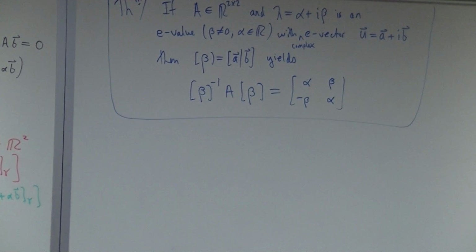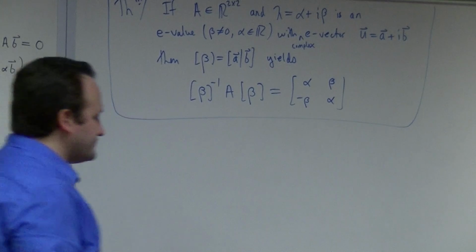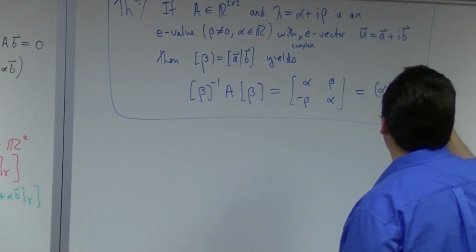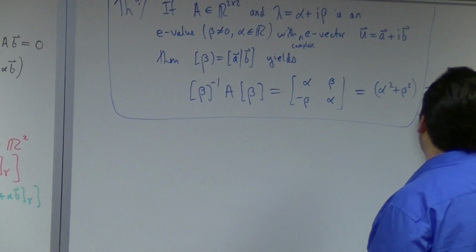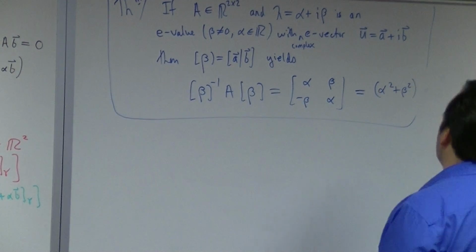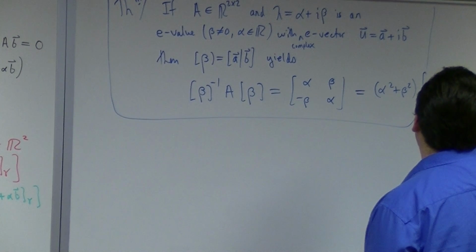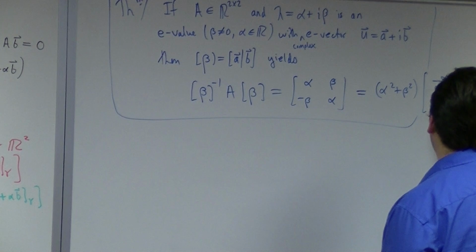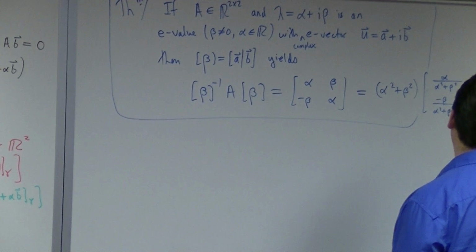Now, what is that kind of matrix? I argue that you can pretty easily prove that that kind of matrix is a dilation times a rotation. How to see that? Well, basically, just factor out the determinant. Notice that this is alpha squared plus beta squared, which by the way is non-zero, times alpha over alpha squared plus beta squared, beta over alpha squared plus beta squared, minus beta over alpha squared plus beta squared, alpha over alpha squared plus beta squared.